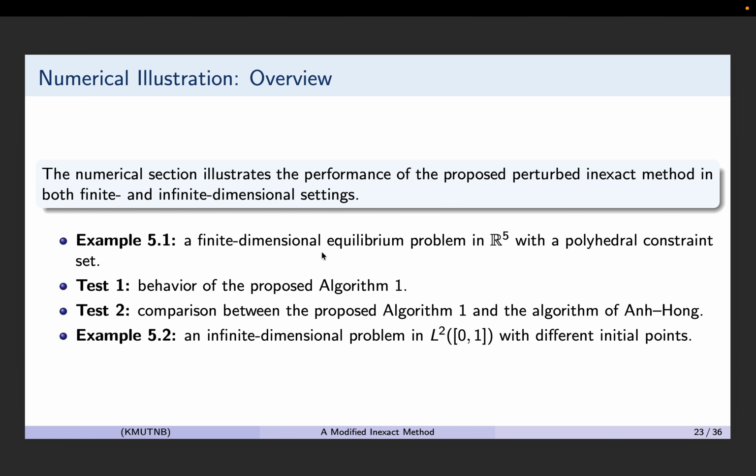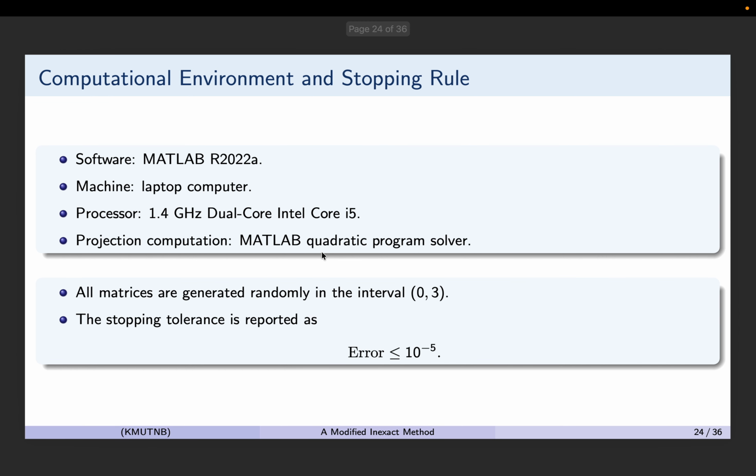As a numerical illustration, we give two examples, one in a finite dimensional problem, in particular R^5, and the other one in an infinite dimensional problem. In particular, we use the L2 space, that is the space of integrable functions. And these are the specifications of the software. We use MATLAB for generating the code, and for simulation we use this particular processor.